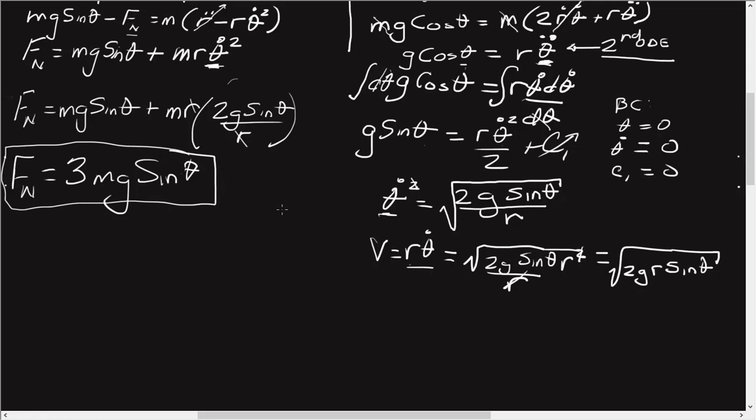So with that, we have the velocity and the normal. So Fn max will occur at 90 degrees, and it'll be 3 mg, and V max at the bottom will be the square root of 2gr.